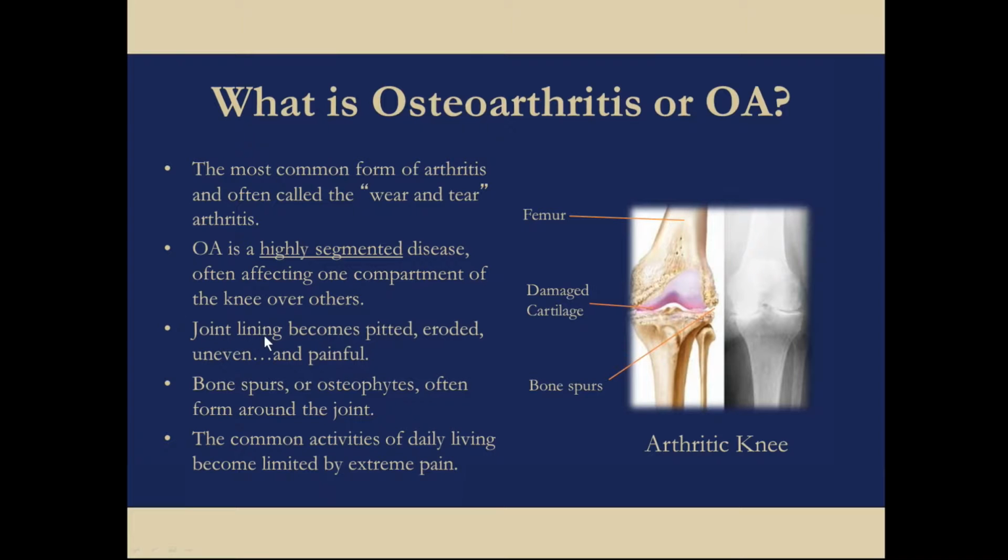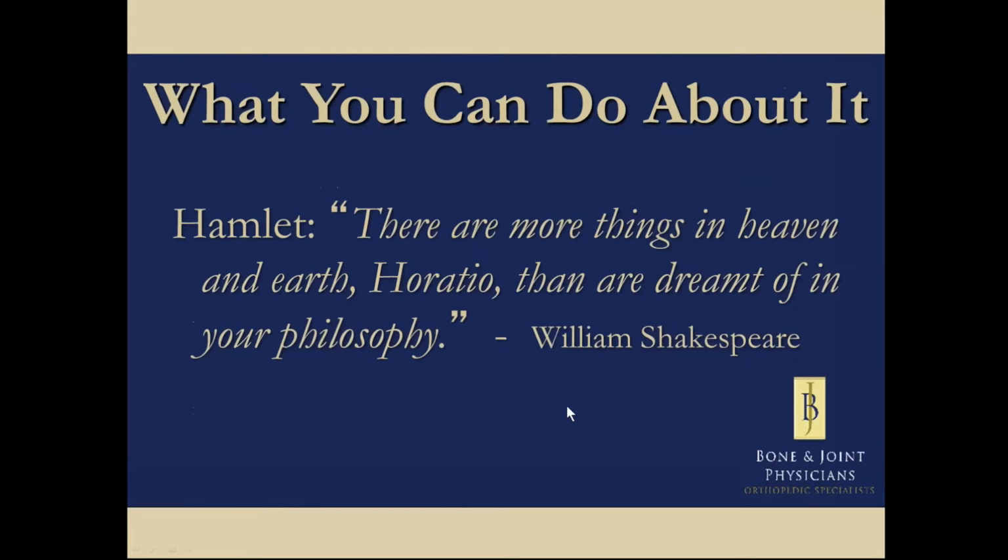But with chronic inflammation, the joint becomes pitted, eroded, uneven, and then it generates pain through a variety of mechanisms, including mechanical and inflammatory. We see bone spurs, osteophytes they're called, form around the joint, and they can add to irritation of the capsule and restrict motion. So that's osteoarthritis. Now, what do we do about it? That was the second question.